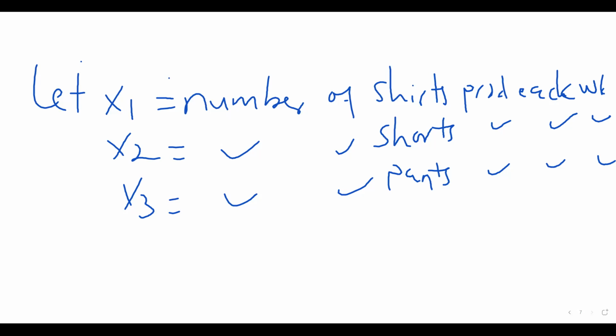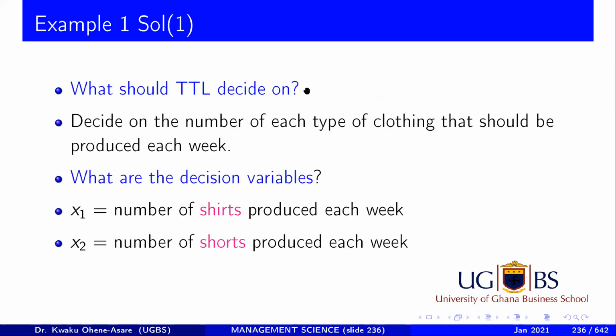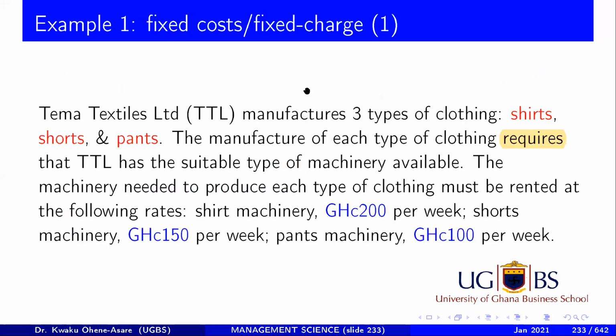So let me show you this in the slides. So you need to incur some cost of the machinery. But don't just go and buy a machinery which is not for shirt. So before you go and buy the machinery, and you remember there was some amount attached to each machinery. It says that shirt machinery will cost $200. You got to rent it. But you don't just go and rent shirt machinery when you know you are not going to use it for shirt production.